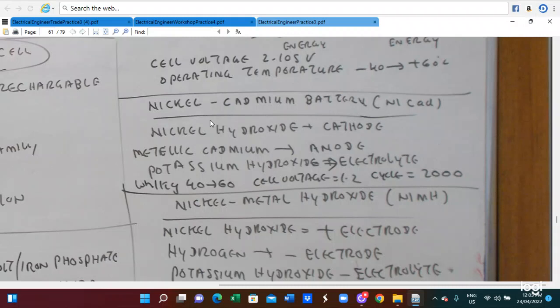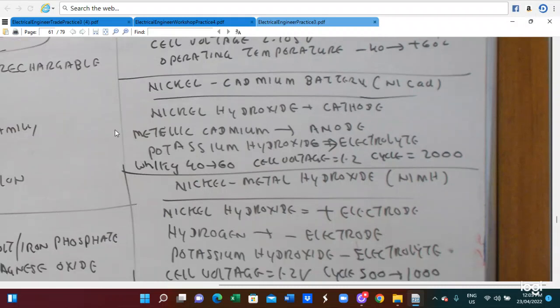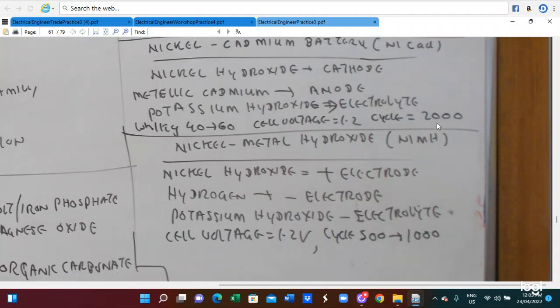The nickel cadmium battery, or nickel cad. We use nickel hydroxide as the cathode and metallic cadmium as the anode. Potassium hydroxide is used as the electrolyte. The watt-hour per kilogram is 40 to 60, the cell voltage is 1.2 volts, and we can utilize 2,000 cycles.